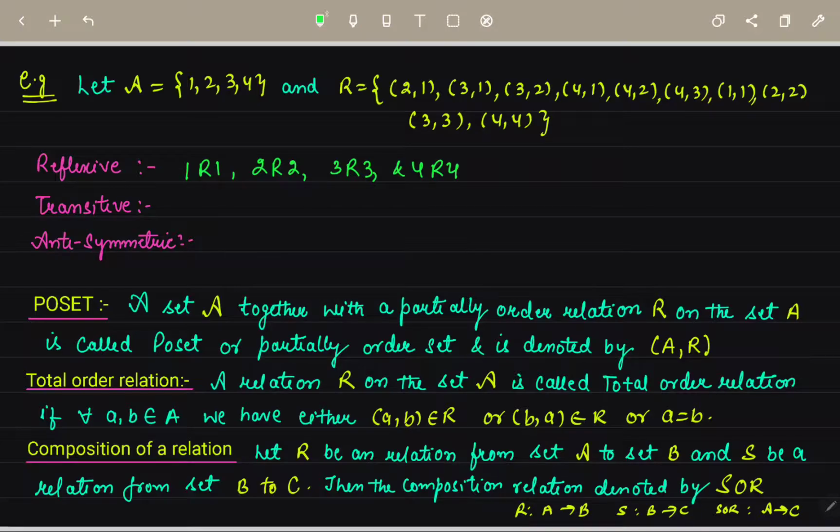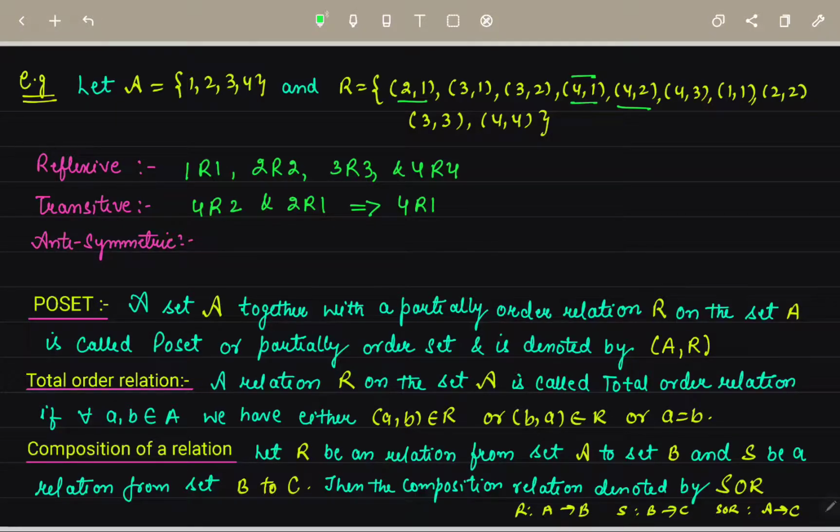Next is transitive. For transitive I am taking an ordered pair: 4 is related to 2, and I will take another ordered pair, 2 is related to 1. So 4 is related to 2 and also 2 is related to 1. This implies 4 is related to 1. So this ordered pair (4, 1) also belongs to this set. So from here transitivity is also proved.